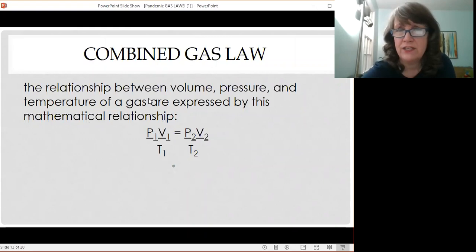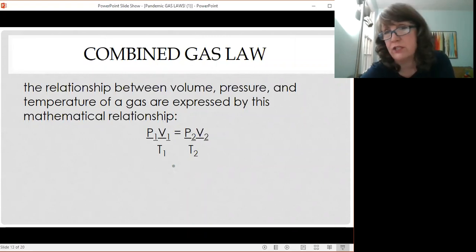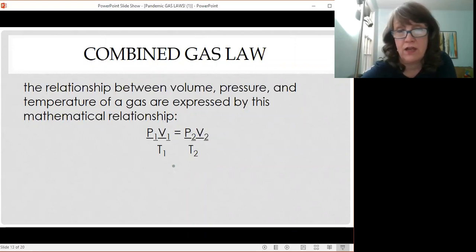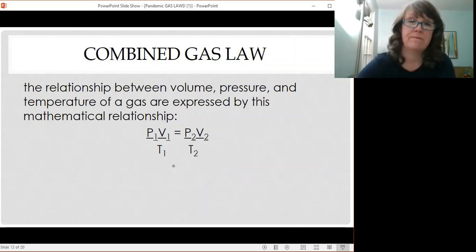And basically, it just means that as long as you know 2 of the 3 conditions, once a change has been made, you can solve for the third one. It's pretty straightforward. It's just adding one more variable in.